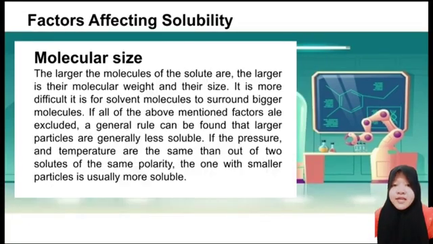And the fourth factor is molecular size. The larger the molecules of the solute are, the larger their molecular weight and their size. It is more difficult for solvent molecules to surround bigger molecules. If all of the above mentioned factors are excluded, a general rule can be found that larger particles are generally less soluble. If the pressure and temperature are the same for two solutes of the same polarity, the one with smaller particles is usually more soluble.